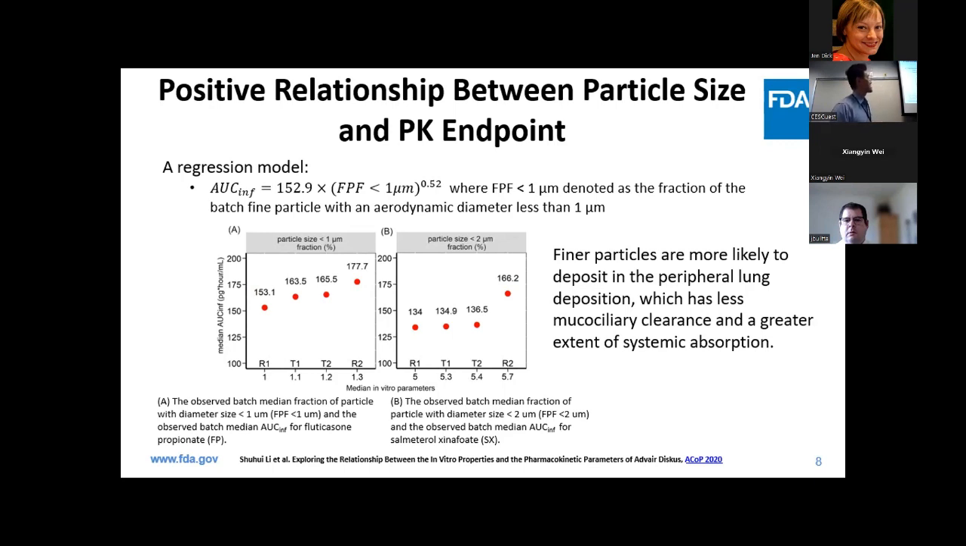And then you're looking at the correlation with the AUC, and the fine particle size is more likely to deposit in the peripheral lung, and we identified, like, the 1 micron and 2 micron. A positive correlation can be found, and this example is really to show that from the population PK point of view, we can identify how the in vitro correlates with the in vivo PK metric.